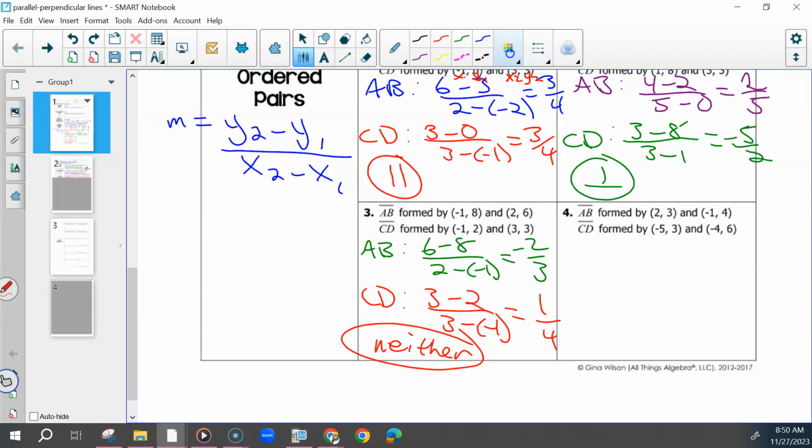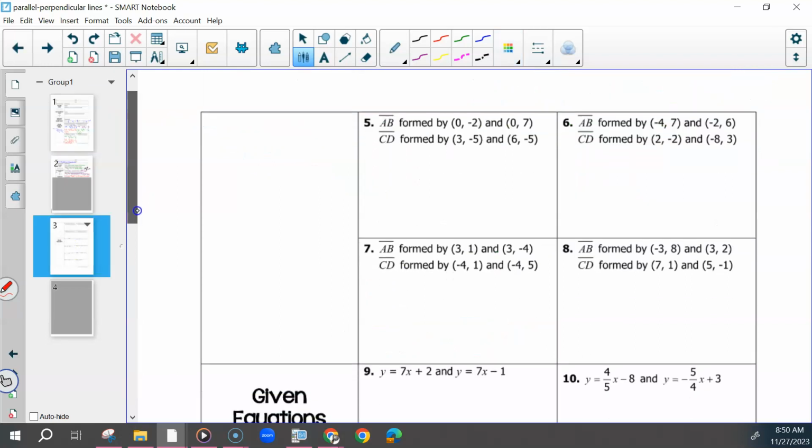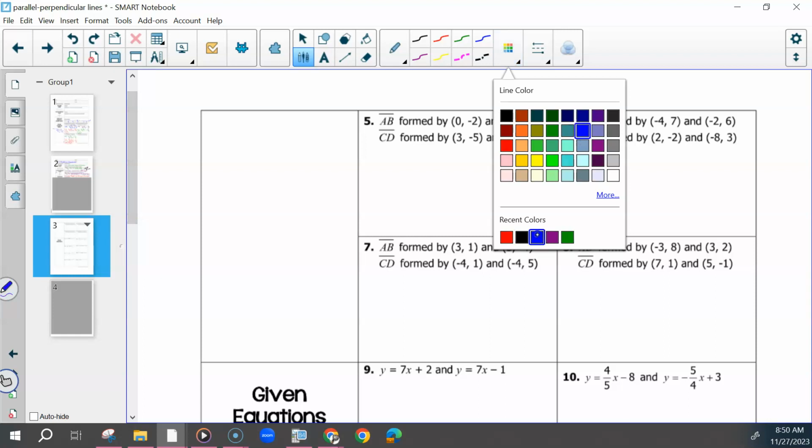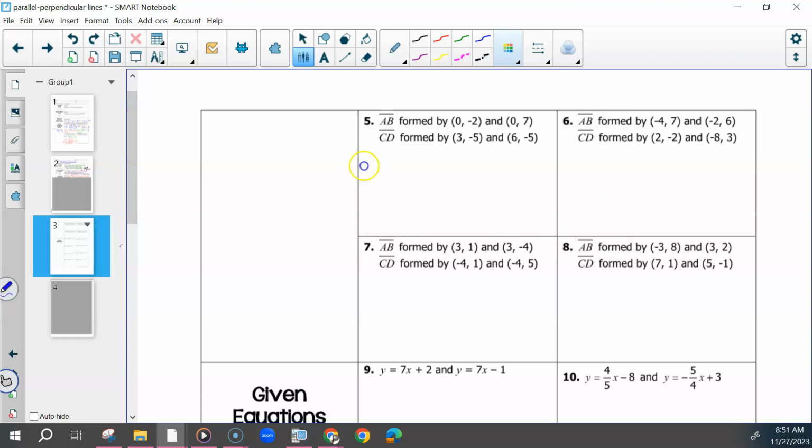Okay. Questions about any of these three examples before we go on to the next page? Once you have finished number 3, go ahead to the next page. We're going to do number 5. Find the slope of AB, just like we were doing before. So 7 minus a negative 2 over 0 minus 0.